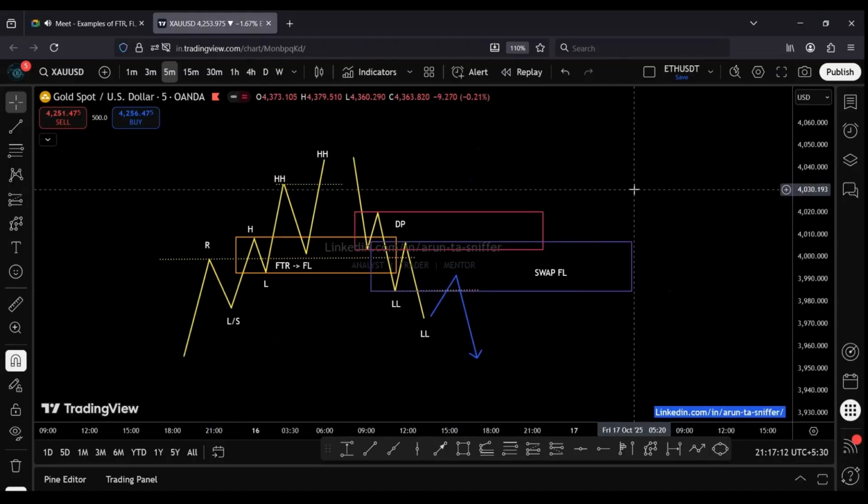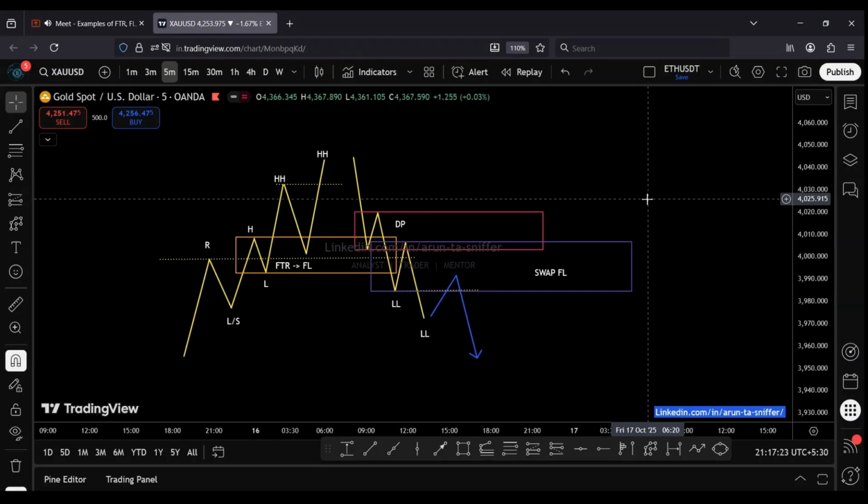Fine. So if there is no question, we will go back and look at the charts. And before that, let's study a bit about engulf and Fakeout. We studied engulf and Fakeout in the last session.